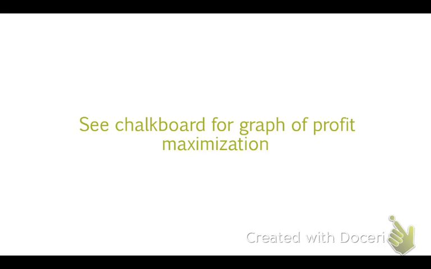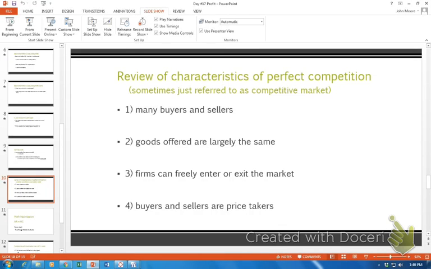This is marginal cost 2. Okay, now my marginal cost each time. So that's how we determine our profit maximizing point. Okay.